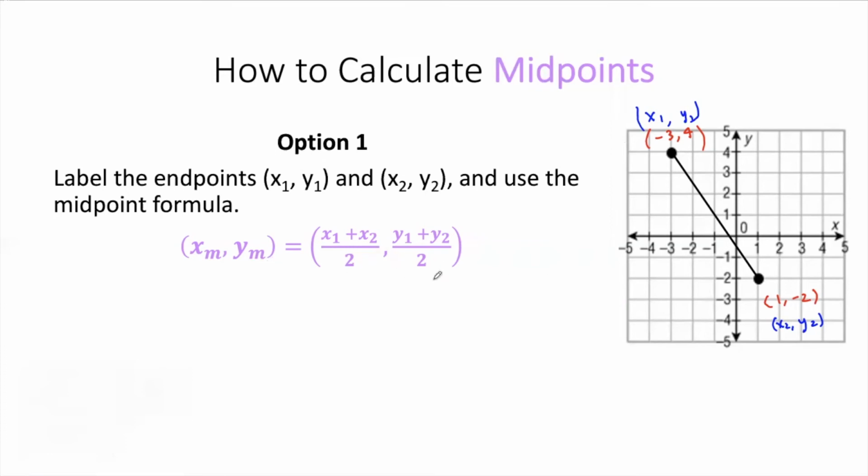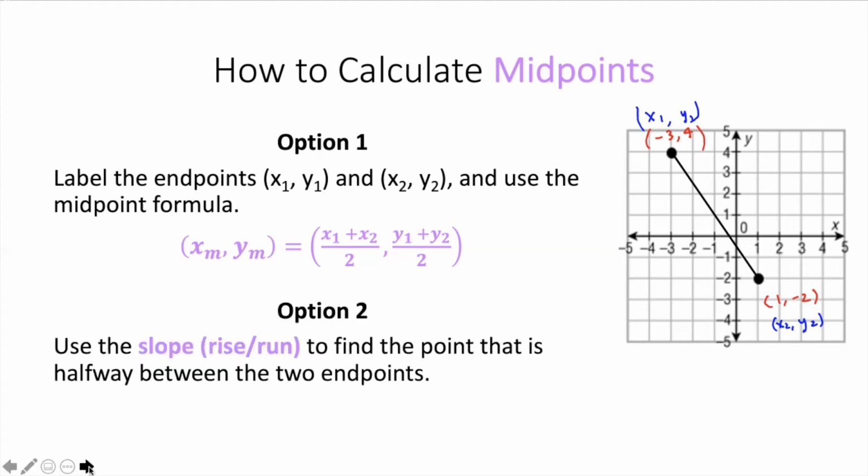Now, this formula, I have a little bit easier of a time memorizing this than the distance formula. You're really just averaging the x coordinates, so add them together, divide by 2, and averaging the y coordinates. So this formula might be a little bit easier to remember. Or there's still another option.